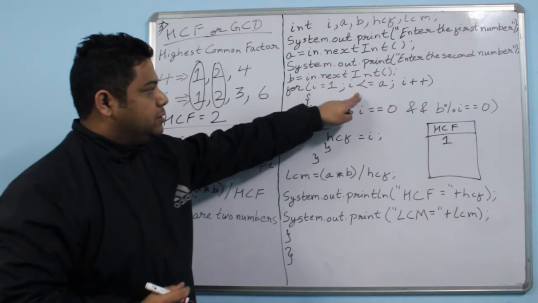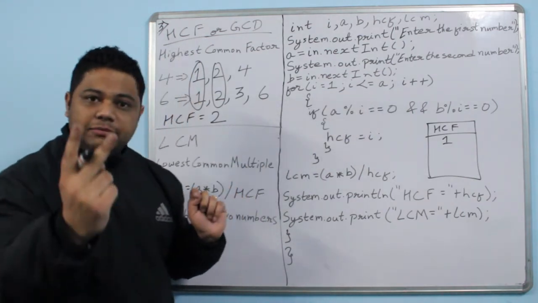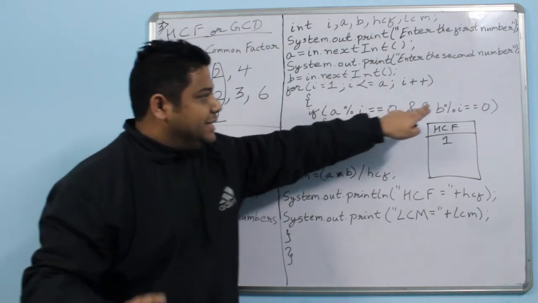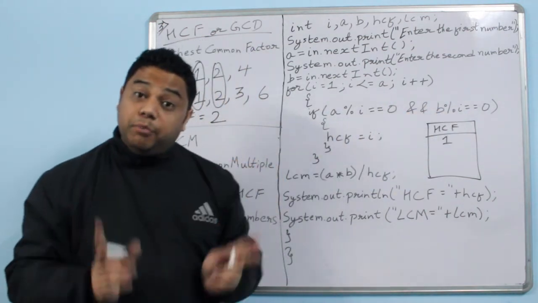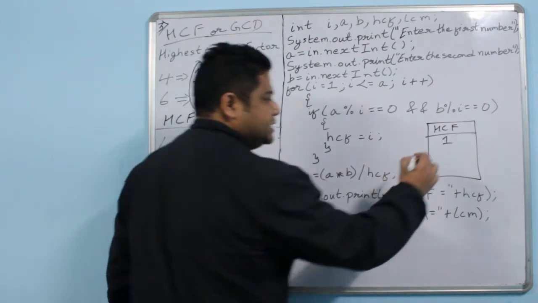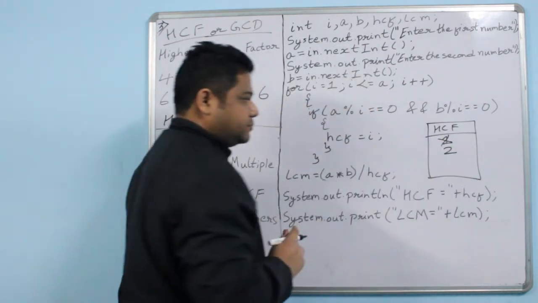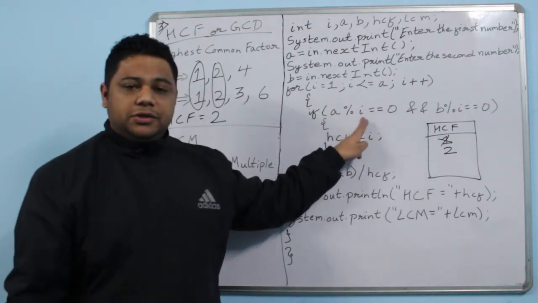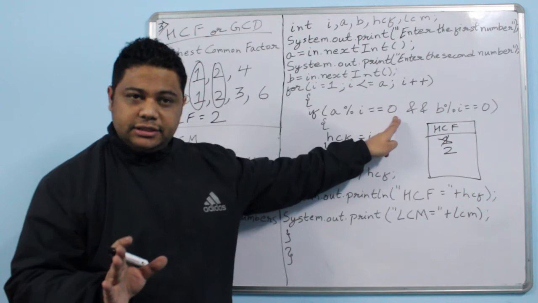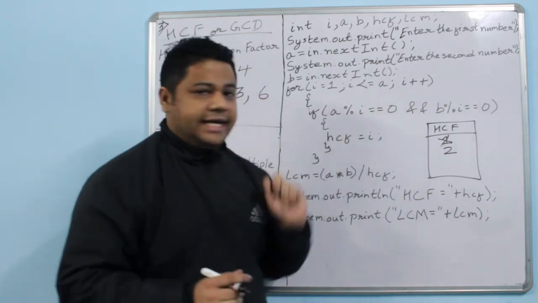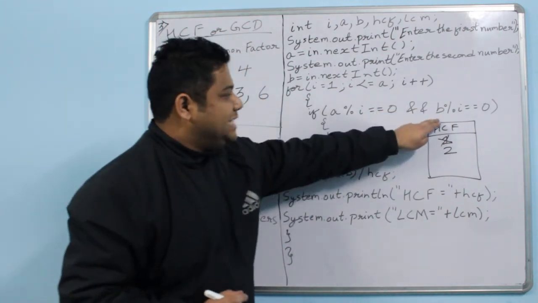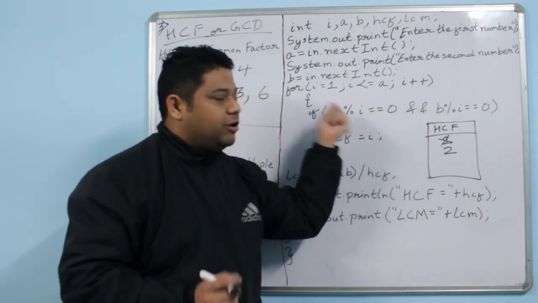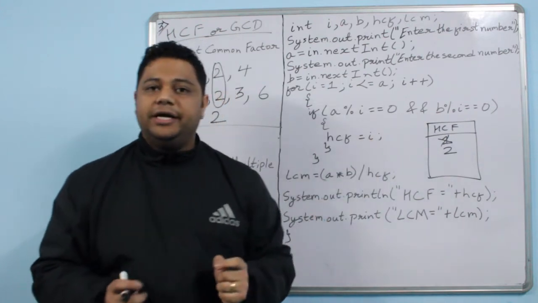Then the loop increments the value of I becomes 2. Now again, 4 modulus 2 equals to 0. True. 6 modulus 2 equals to 0. True. Again, both the statements true. HCF now changes from 1 to 2. Then the value becomes 3. 4 modulus 3 equals to 0. False. Now if it is false, we don't have to check the second condition, but even then I am doing it. 6 modulus 3 equals to 0. True. One statement true over here, one statement false, means false, because we are using logical operator AND.